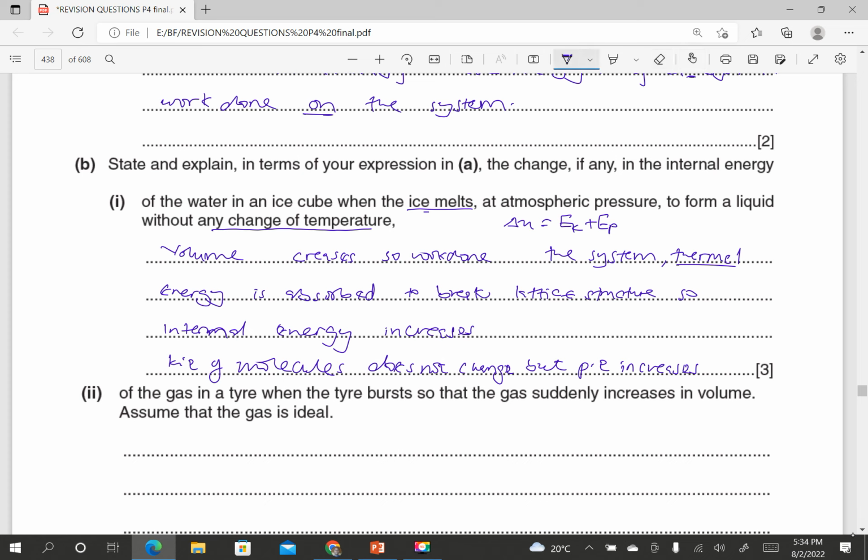So you would also say on the other side, if you consider an increase in volume, volume increases slightly, so work is done by the system. Thermal energy is absorbed to break the lattice structure or to break the bonds between molecules. So it means the potential energy component increases even though the kinetic energy of the molecules does not change. And if the potential energy increases, then the internal energy increases.